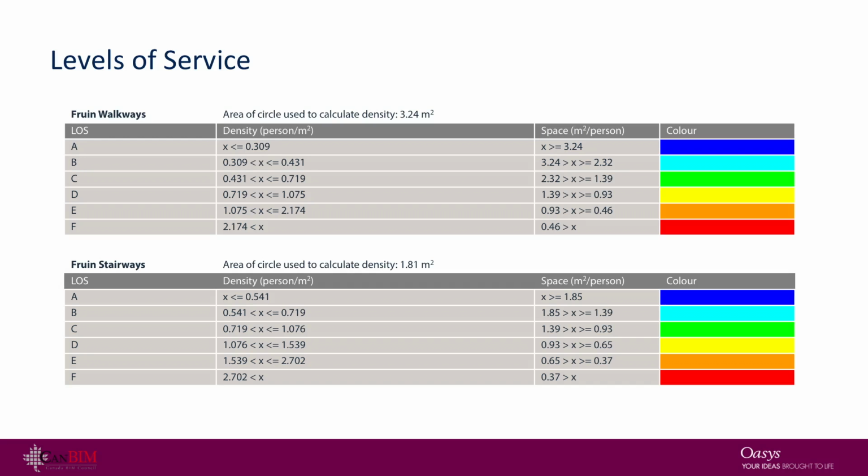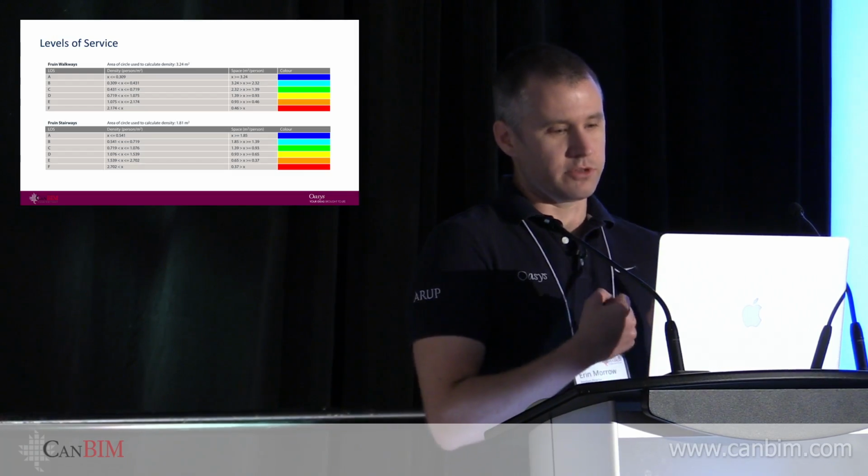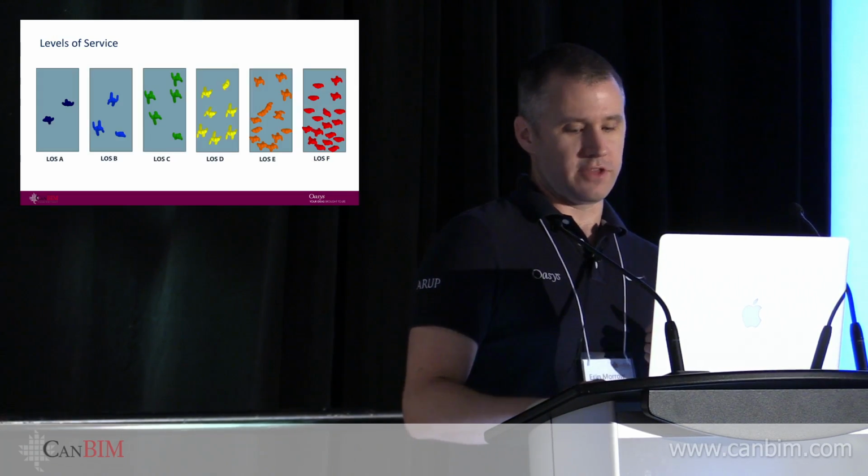So we have 6 different levels of service, from A, which is people moving unencumbered, pretty much at the speed that they want, all the way to level of service F, which is basically gridlock, people moving shoulder to shoulder and not being able to move at the speeds that they want to move.